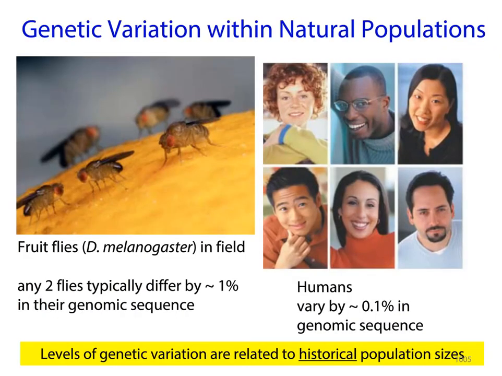As we look at genetic variation within natural populations, you might be surprised by some data. Fruit flies, I don't know if any of you have them flying around your kitchen right now. I did until I tossed away some old bananas. I think I told you before, you can sometimes catch them and look at the color of their eyes, or maybe I'm the only one that does that. But anyway, fruit flies typically differ in their genetic sequence by only 1%. Humans, on the other hand, differ by only 0.1%. The way this came about is because of historical population sizes, and we talked about that a little bit with the wolves in the last lecture.